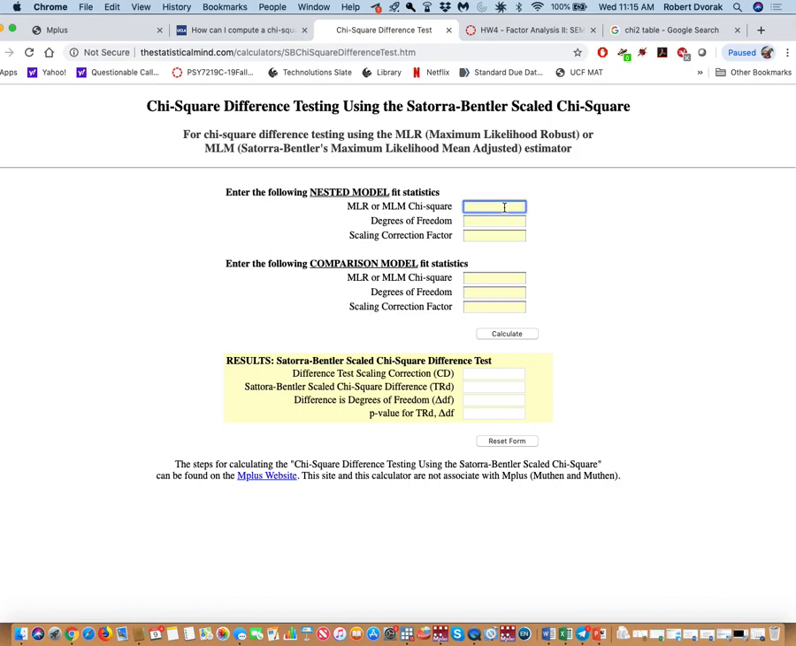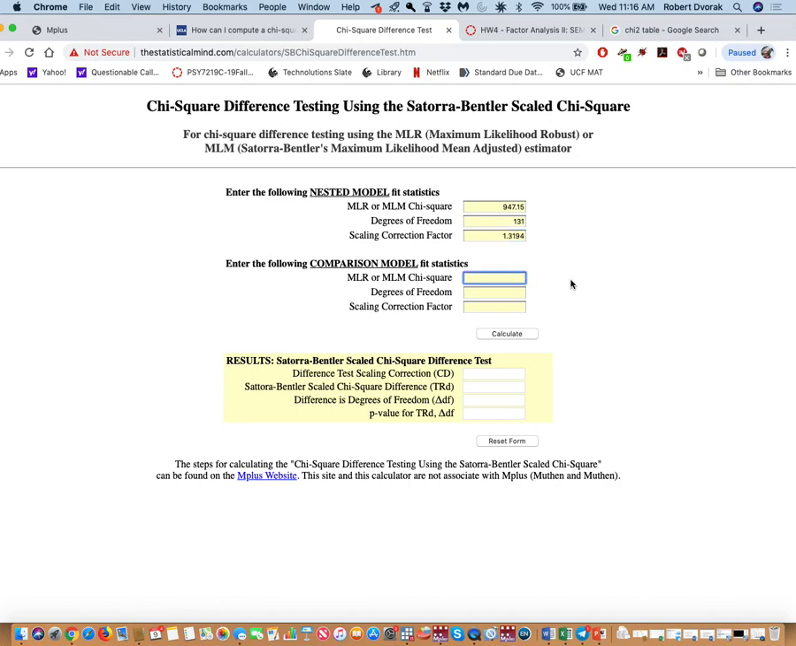So we have a nested model. This is a model within a model. This is our first model that we ran. What is our original chi-square value? 947.15. Degrees of freedom was 131. And what was our scaling correction factor? 1.3914.